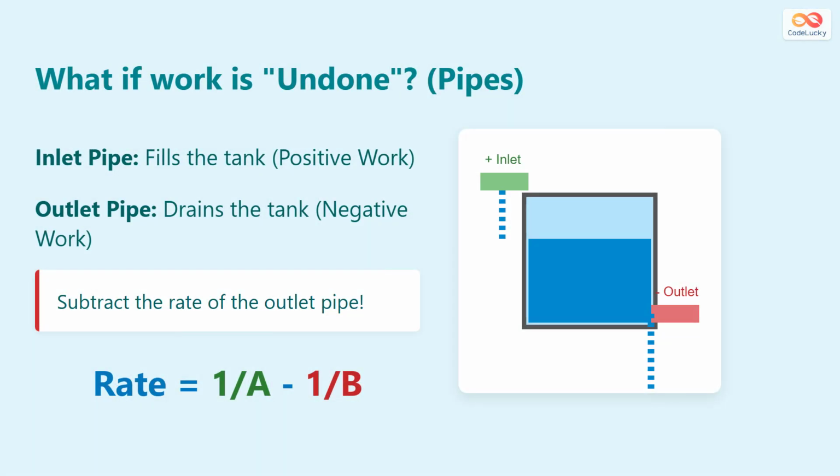Sometimes you might encounter a problem where work is being undone, like a leak in a tank. In this case, the inlet pipe does positive work, adding water. The outlet pipe does negative work, removing water. The formula changes slightly. You subtract the rate of the outlet pipe instead of adding it.